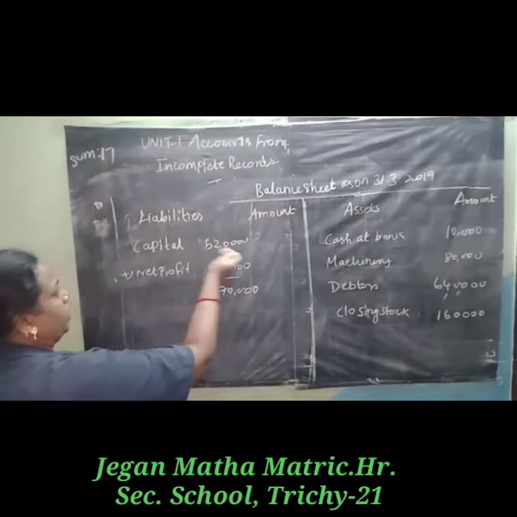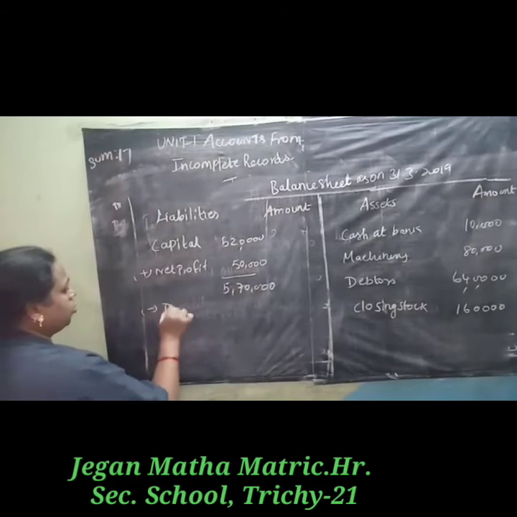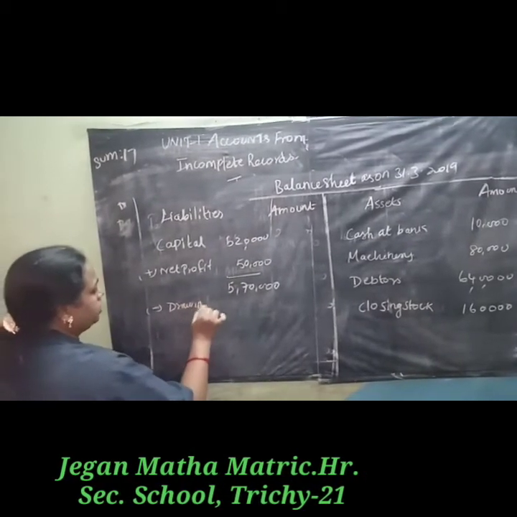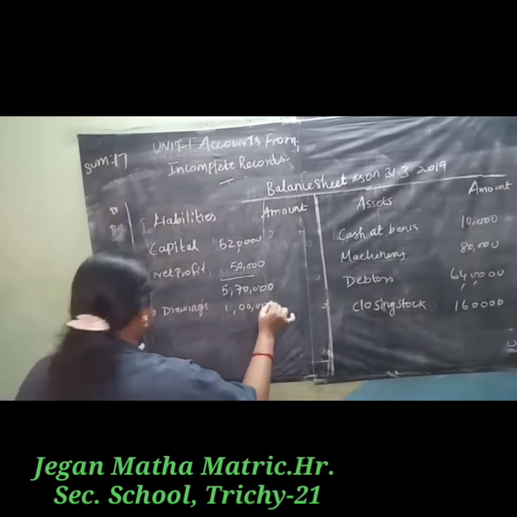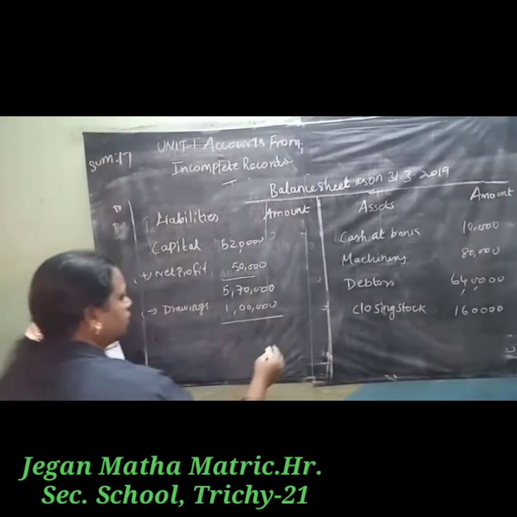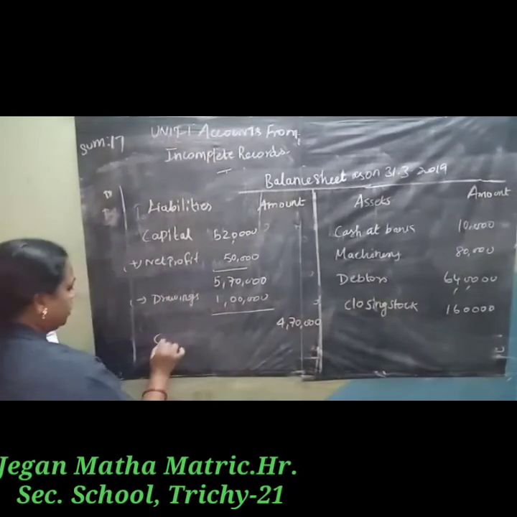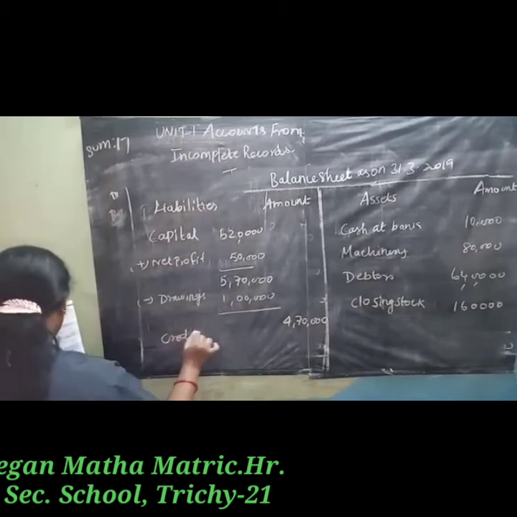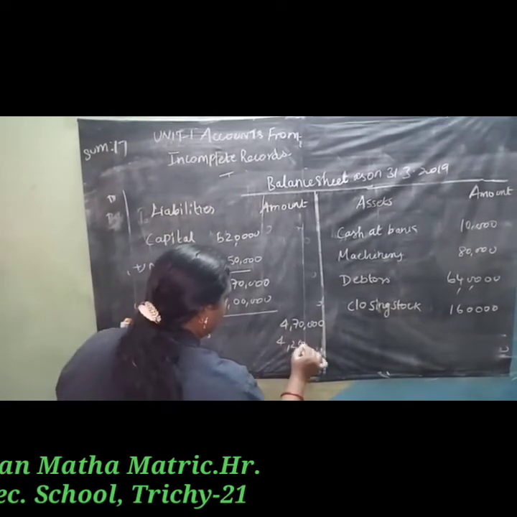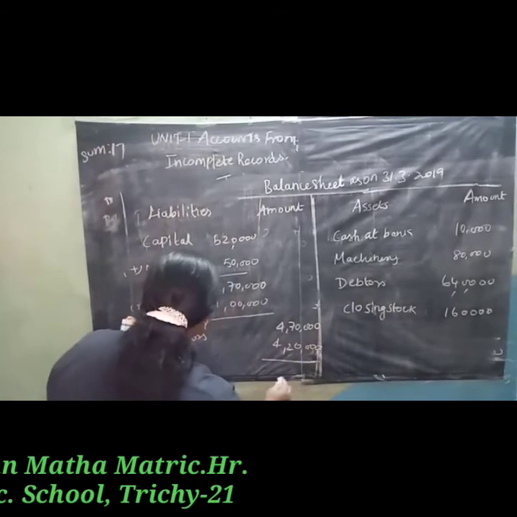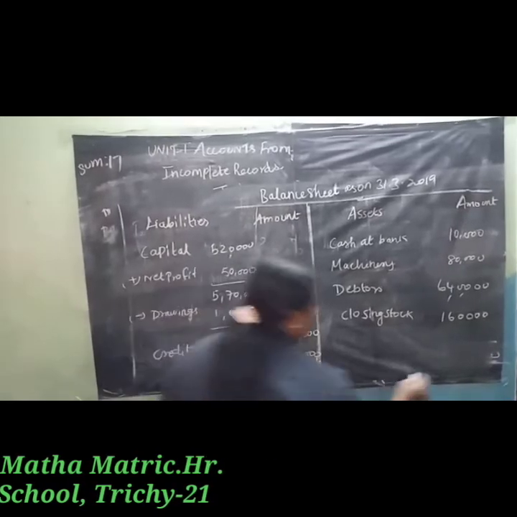So capital 5,20,000 plus net profit 50,000 is 5,70,000, minus drawings. Drawings is given, 1 lakh, so 4,70,000. Then creditors is given, 4,20,000. So both side totals are 8,90,000.